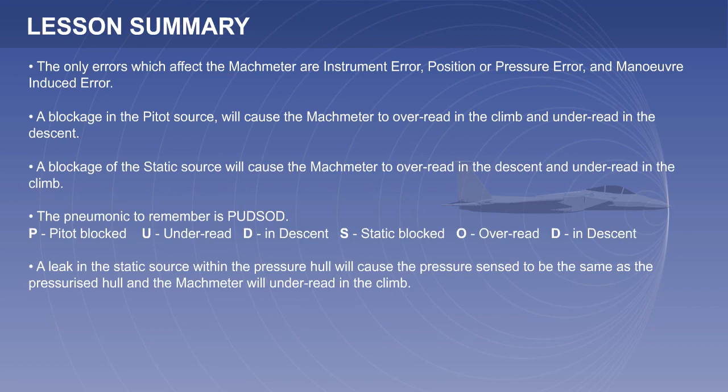A leak in the static source within the pressure hull will cause the pressure sensed to be the same as the pressurized hull, and the Machmeter will underread in the climb. A leak in the pitot source will cause the Machmeter to underread.